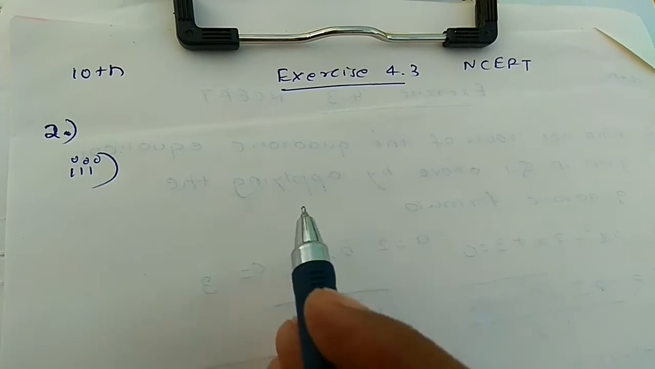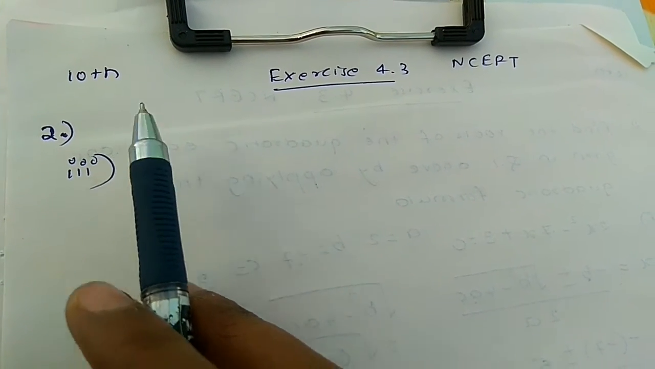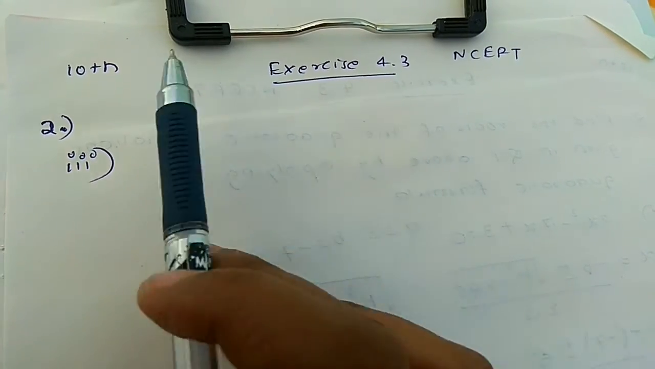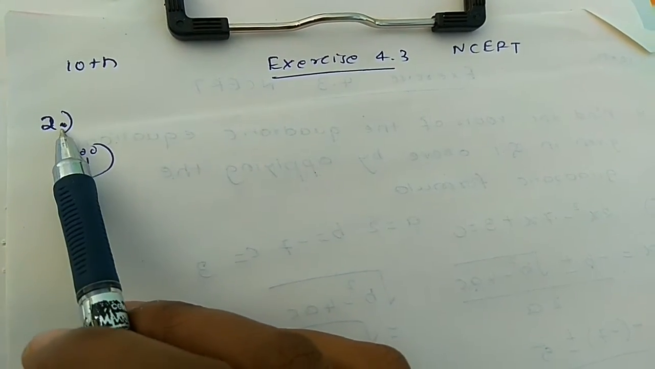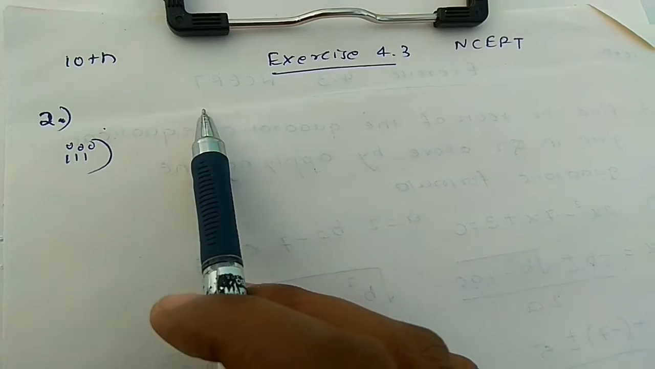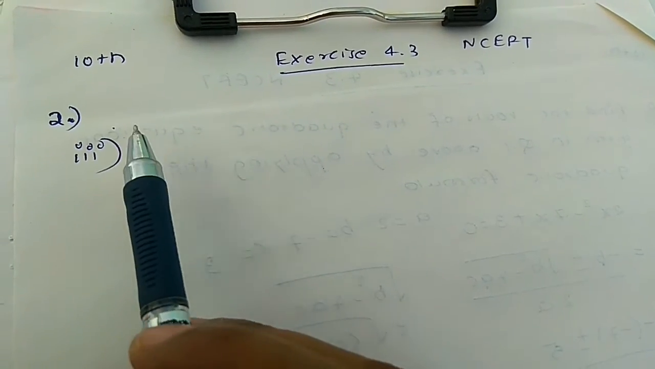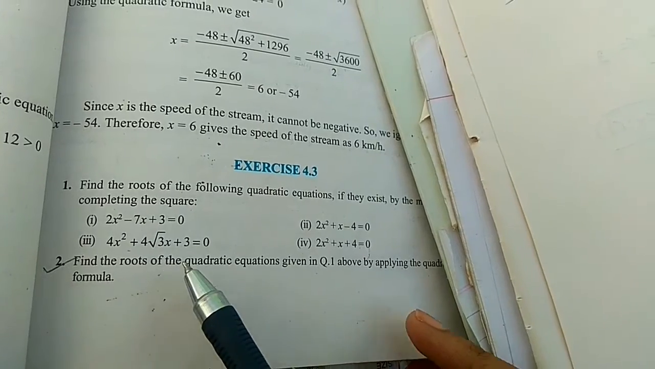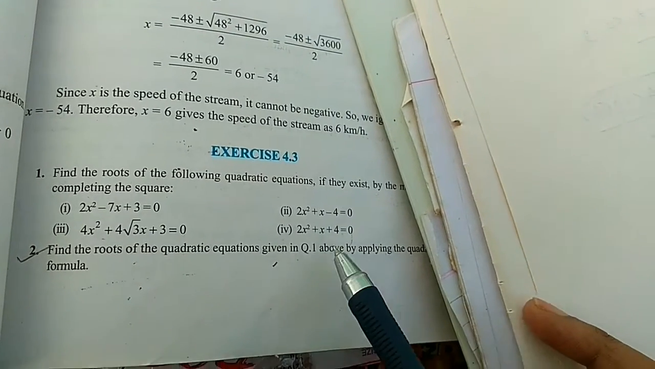Hello viewers, I hope you understood exercise 4.3 from 10th NCERT. The first and second questions I have already explained in my previous videos. Now we will see the third question. The main question is: find the roots of the quadratic equations given in question number 1.